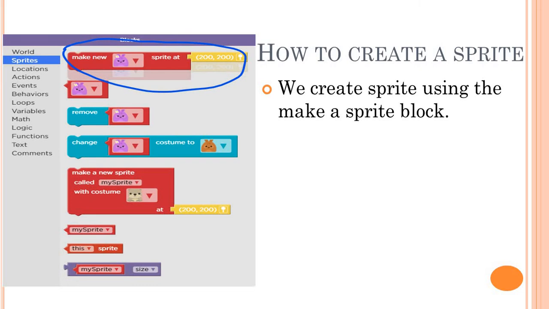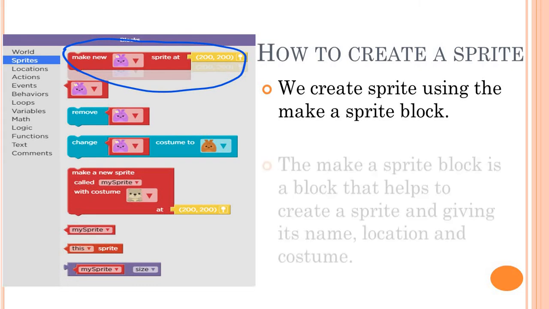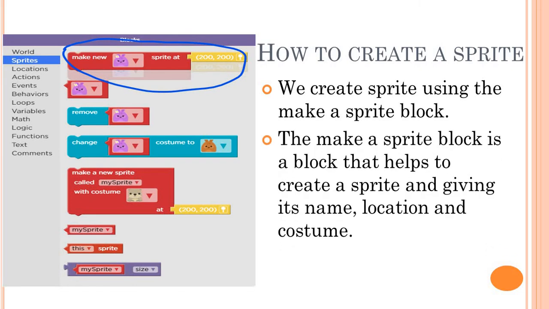Now, let's see. We have been talking about sprites. How do we create these sprites? Sprites can be created in the Code Studio using a very simple and easy block. And that block is called the Make a New Sprite block. The Make a New Sprite block is a block that is used to create simple sprites. And in the Make a New Sprite block, we have the sprite name, the sprite costume, and its location.